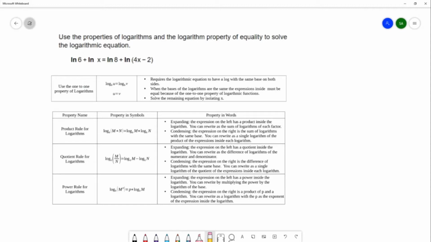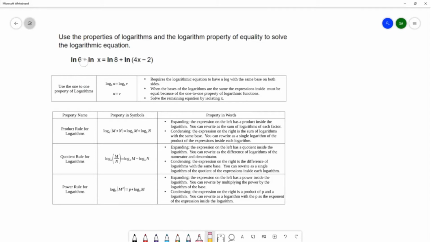Well, as we look at this, it requires us to have a single log on the left and a single log on the right. And as we examine our equation, we don't have a single log on the left and we don't have a single log on the right. And that's where these other properties of logarithms come into play. We want to use the properties that we see down here, the product rule, the quotient rule, and the power rule, in order to condense our equation to having a single log on each side.